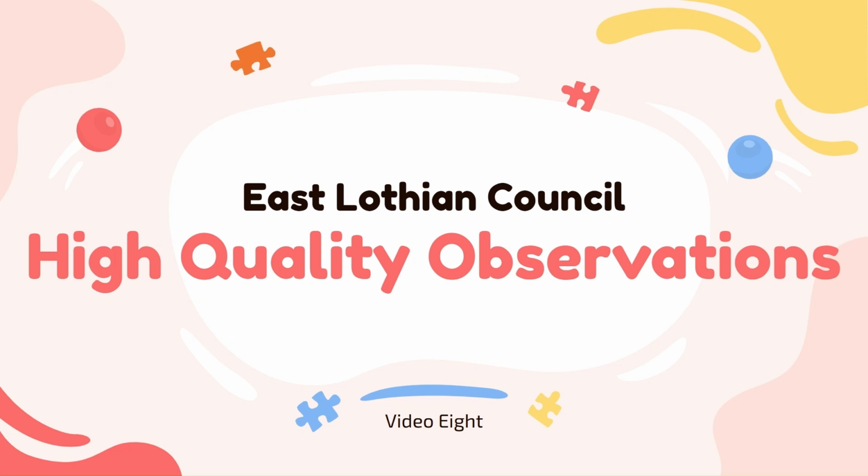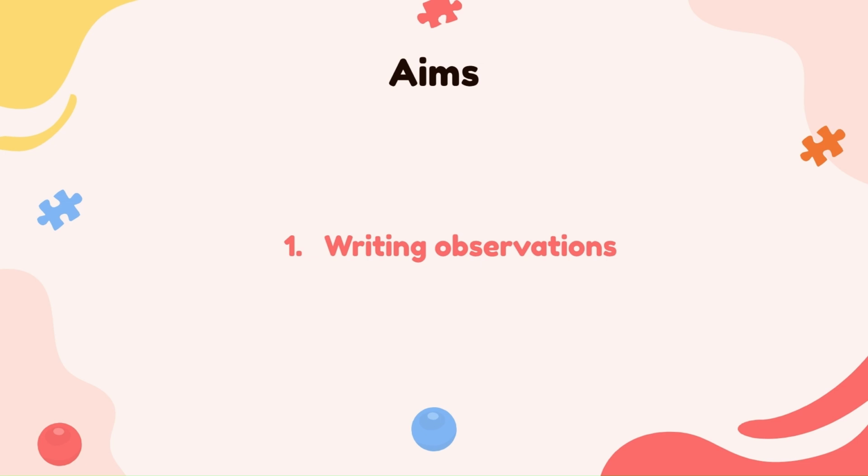In this video, we'll be looking at high quality observations. This is the second of two videos on high quality observations, so if you've not yet watched video 7, we would suggest going back and watching that first. The aim of this video is to explore the practical considerations when writing observations. We will look at the language used, types of observations, and take you through an example using the observation cycle explored in the previous video.